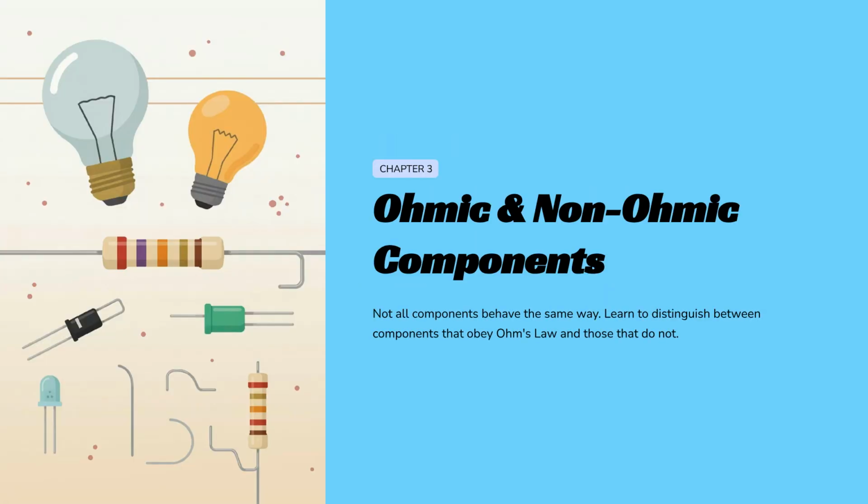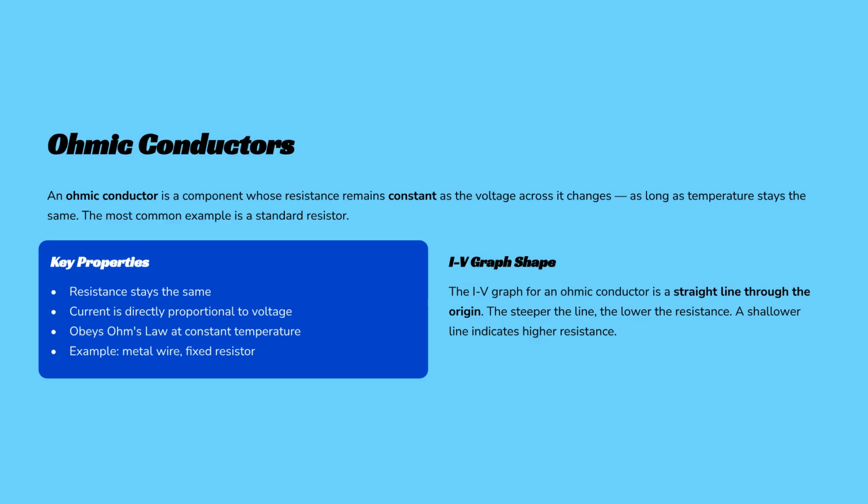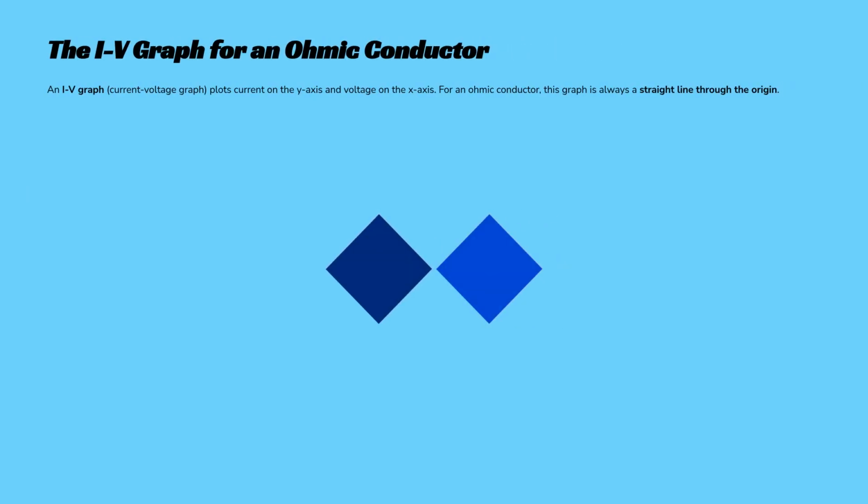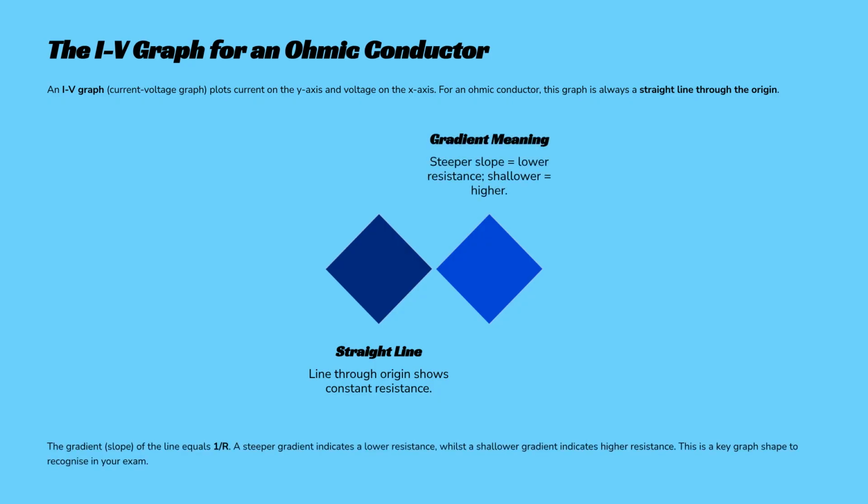Chapter 3 focuses on ohmic versus non-ohmic components. It is important to understand how they differ in their behavior within a circuit. An ohmic conductor maintains constant resistance. Their current-voltage graph will always show a straight line passing through the origin. For an ohmic conductor, the IV graph is a straight line through the origin, which shows that resistance remains constant. The gradient of this line is one over the resistance.